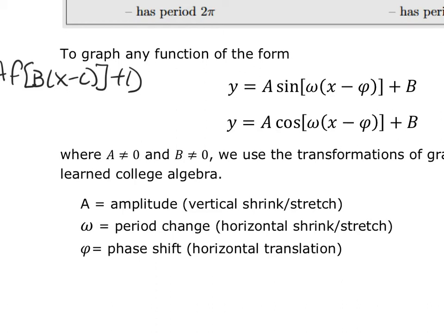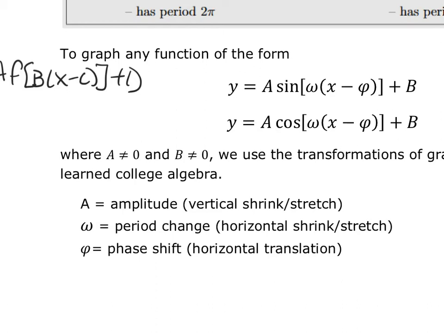Omega, or that W, is our period change. If our omega is 1, our period is the same as we normally have. But if that omega is 2, then our period is half as big as we used to have. So if it's inside the function, it does the exact opposite of what we want it to do. Your phi is your phase shift. That is, you're picking up, moving it left or right. And it always goes in the opposite direction of what we want because it's inside of our function.